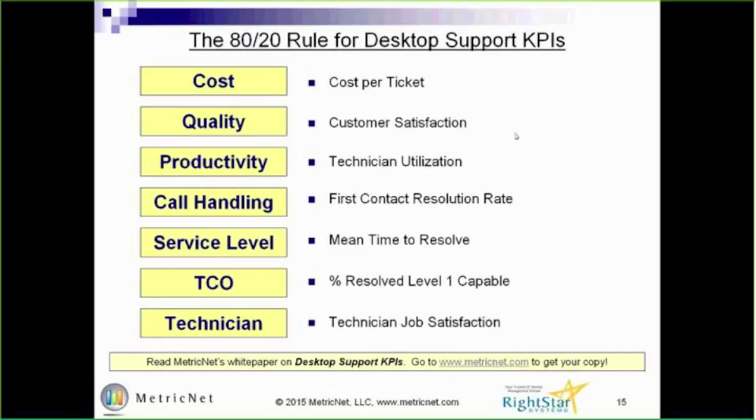And when it comes to KPIs for both the service desk and desktop support, less really is more. The metrics that really matter, the metrics that give you 80% of the story, are cost per ticket, your primary measure of efficiency, and customer satisfaction, your primary measure of effectiveness. Remember, efficiency and effectiveness are the two foundation metrics. Utilization is the big driver of cost per ticket. First contact resolution rate and mean time to resolve are your 2 key drivers of customer satisfaction. We then have a TCO, total cost of ownership metric, which is percent resolved level 1 capable.